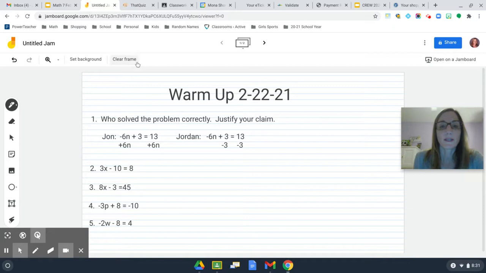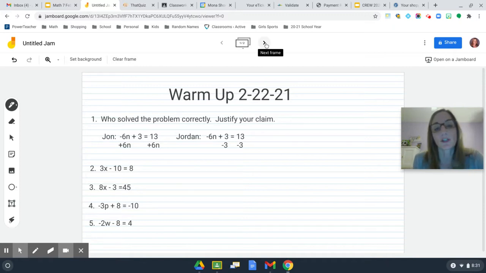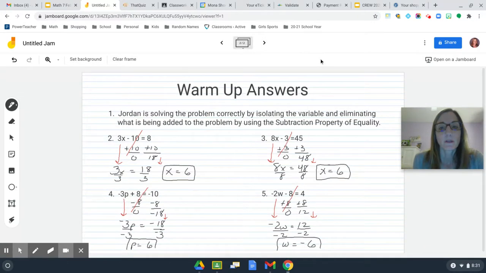Okay, so let's take a look at your warm-up questions and see how you did. So number 1, Jordan definitely was solving the problem correctly. He was isolating the variable and he was eliminating what was being added to the problem. And by doing that, he was using the subtraction property of equality. So Jordan was solving the two-step problem correctly.